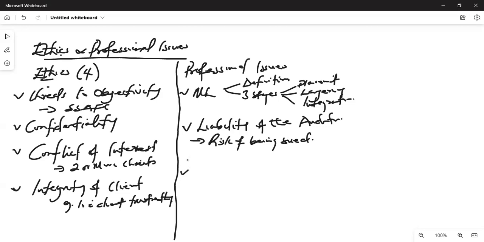Then the next thing that you use to answer questions on professional issues is practice management. This we've not done, practice management.